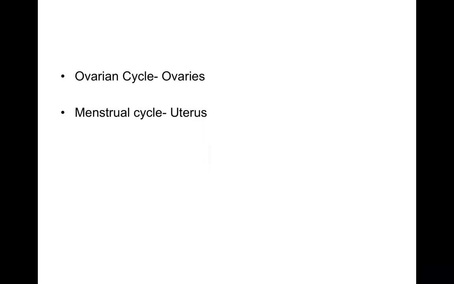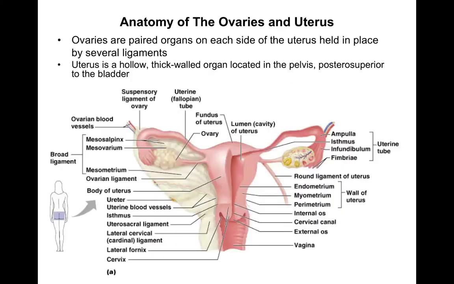So the reproductive system of a female has two major events that go on. One is known as the ovarian cycle, and the other is known as the menstrual cycle. The ovarian cycle is related with the ovaries, and the menstrual cycle is related with the uterus. So I want you to understand this, okay? So I'm going to go back one slide so that you understand.